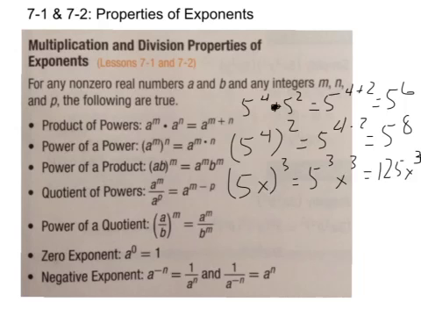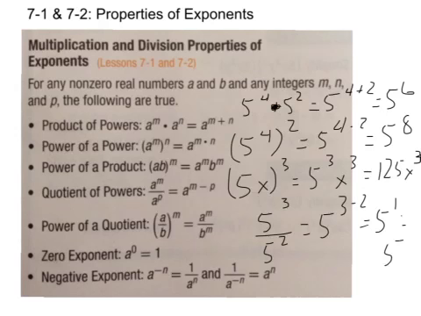So the next one is quotient of powers. Now we're dividing, a to the m over a to the p equals a to the m minus p. So what that means is if we have 5 to the 3rd over 5 squared, this is 5 to the 3 minus 2, which is 5 to the 1. 5 to the 1 is 5, we know that. Okay, so now the next one.